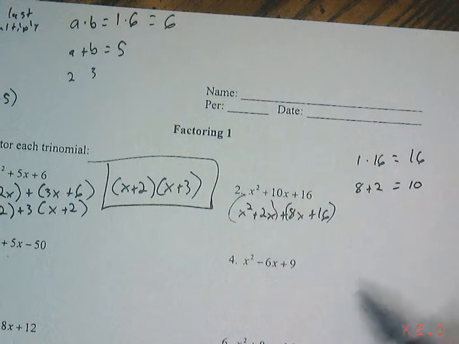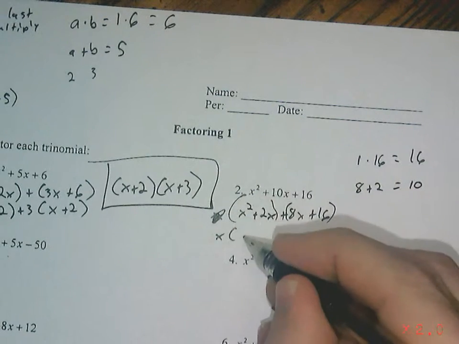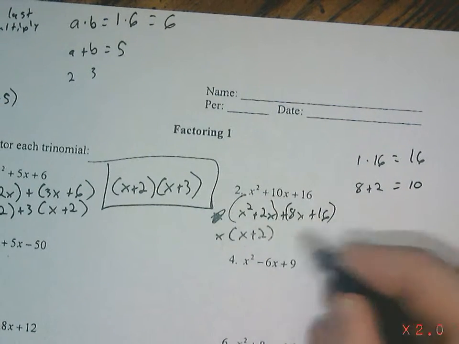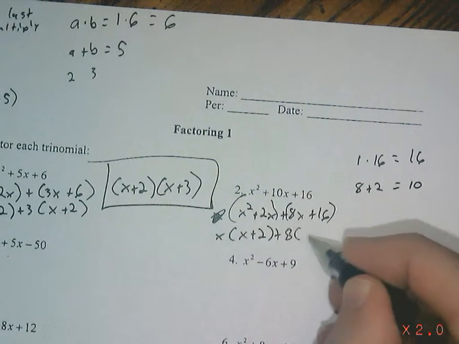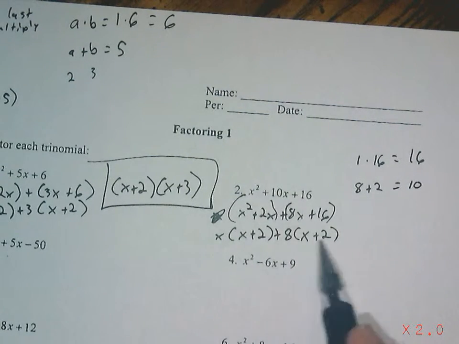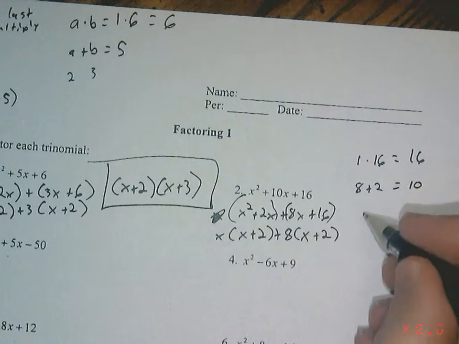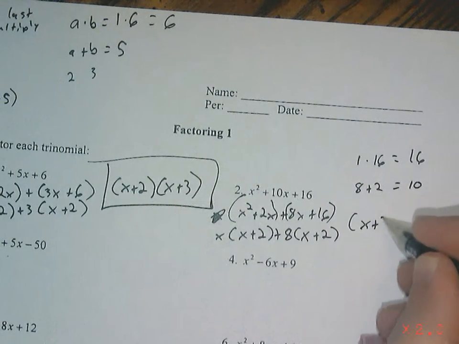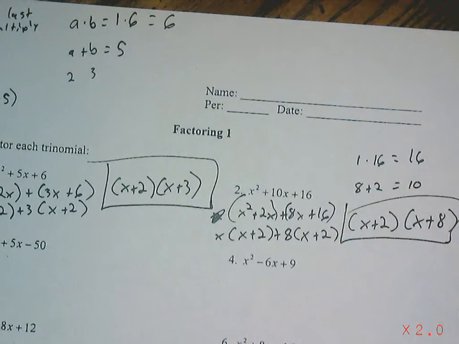Now I'm going to group and factor. In the first group, all I have is the x, so I'm going to take out the x. I'll rewrite it: x times x plus 2, plus, and then I'm going to take out the 8, so 8 times x plus 2. They have the same binomial there. I'm going to factor that in front, and I'm going to be left with x plus 8 here. So I have x plus 2 multiplied with x plus 8. Okay? Not too tough, right?